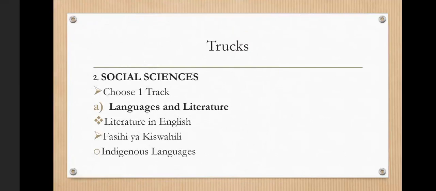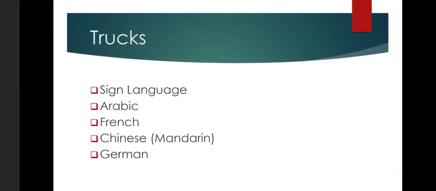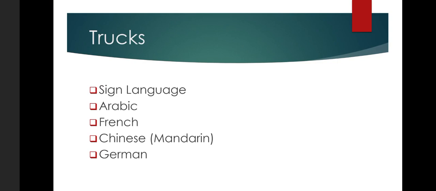Under languages and literature, a learner will be required to select from the following subjects. Subject number 1, we shall have literature in English. Subject number 2, we have fasihi ya Kiswahili. Subject number 3, we have indigenous languages. Subject number 4, we have sign language. Subject number 5, we have Arabic. Number 6, we have French. Number 7, we have Chinese that we also call Mandarin. And number 8, we have German.